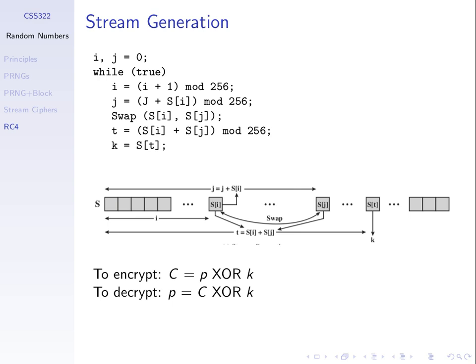Then we do it again, that is, we apply this while loop again, find the new value of I. Note that we don't set them back to 0, we continue. We had I equal to 1, J equal to 3, so I becomes 2, J becomes 3 plus S of 2. Swap the values in S, calculate t, find the new value of lowercase k and XOR that with 2. Do it again, XOR with 2 and with 2. And we'll get 4 values of ciphertext. And we'll stop there for the example. I'll give you the final values.